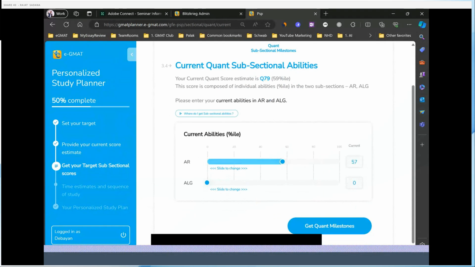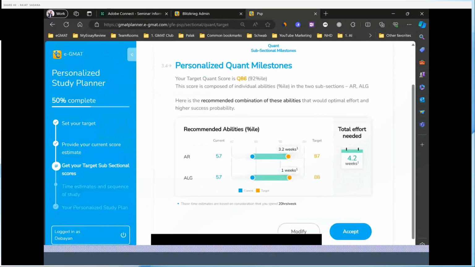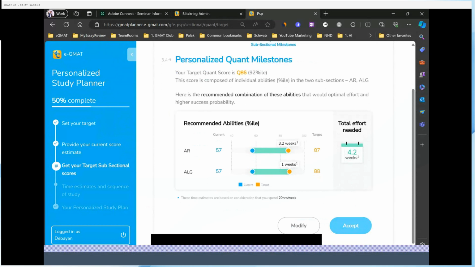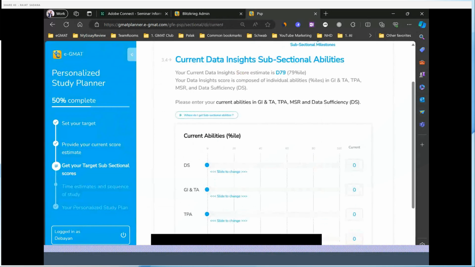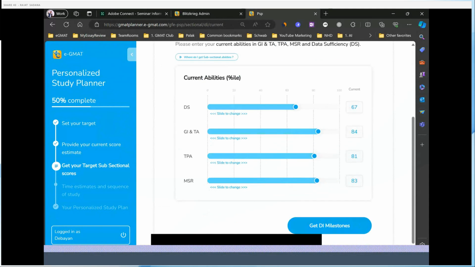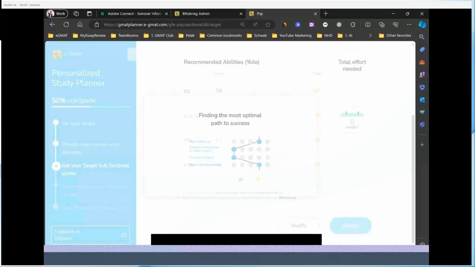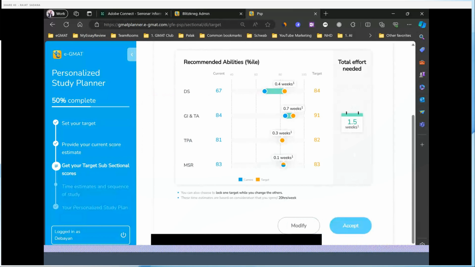So that's where you'd put that information there, and then let's get to the quant subsectional scores. So I'm going to just put the same piece here. And again, when it takes those subsectional scores, it gives you a much more precise estimate as to how long you need to get to this score. And then it does the same with DI, where I'm going to put the DS score slightly lower, GI and TPA and MSR slightly higher, because this person is not as strong in quant as he is in verbal. Again, you'll see those estimates refined here.